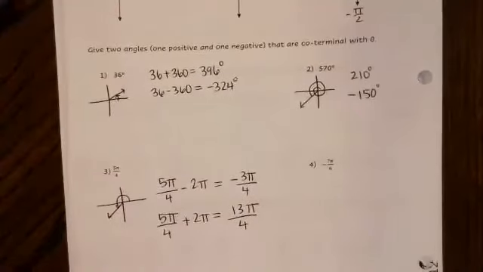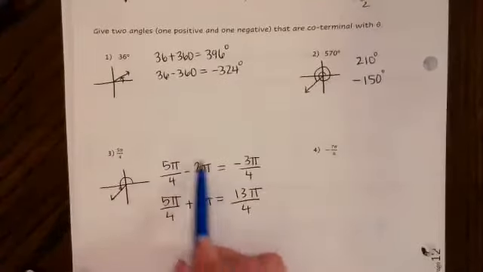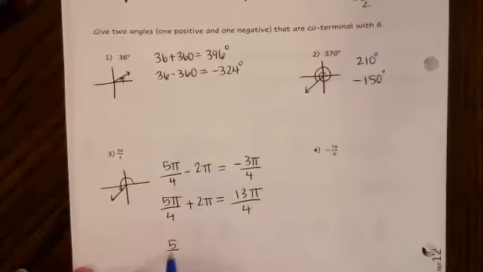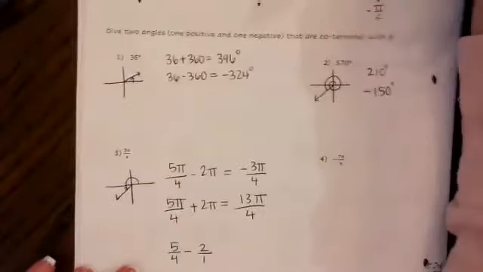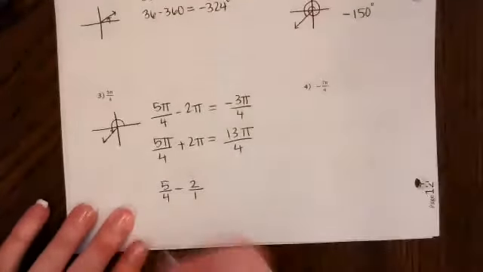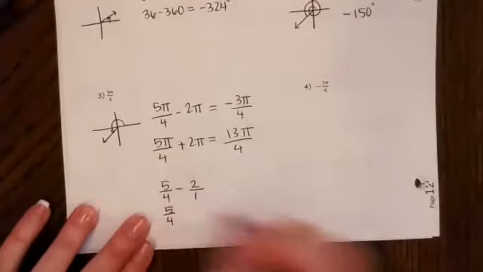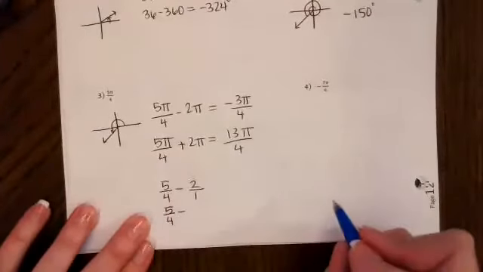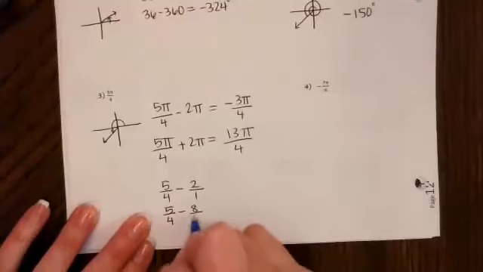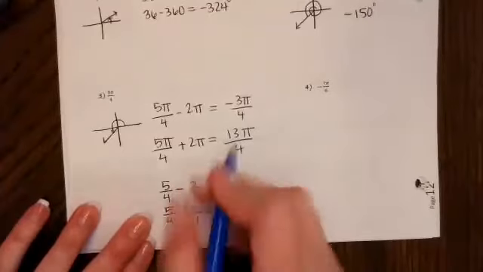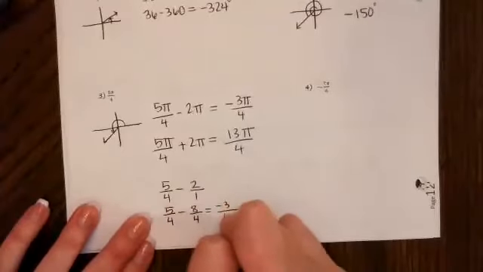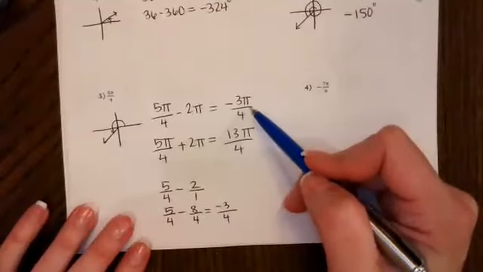For those of you that struggle a little bit with fractions and you can't figure out where this came from, we did 5/4 minus 2. Remember, that's over 1. And in order to subtract fractions, you have to get a common denominator. So this would be 5 over 4 minus 8 over 4. To get a common denominator, I need to multiply this times 4, so I need to multiply the top times 4. And then when we subtract them, that is negative 3 over 4. So that's where we got this negative 3 pi over 4.